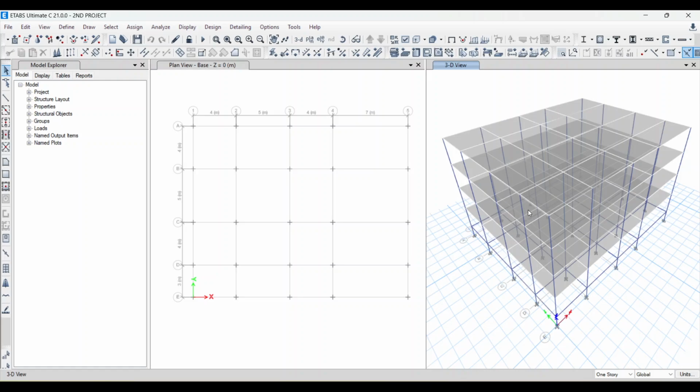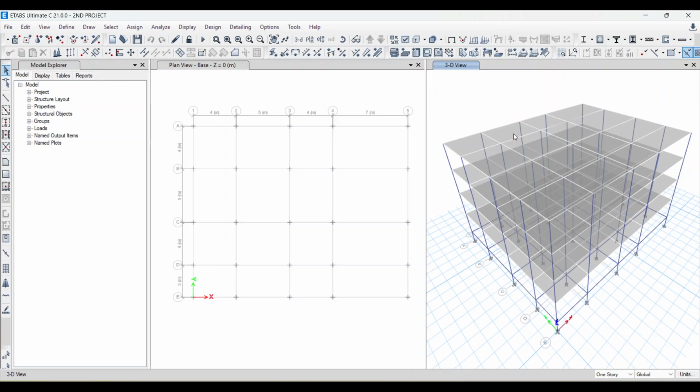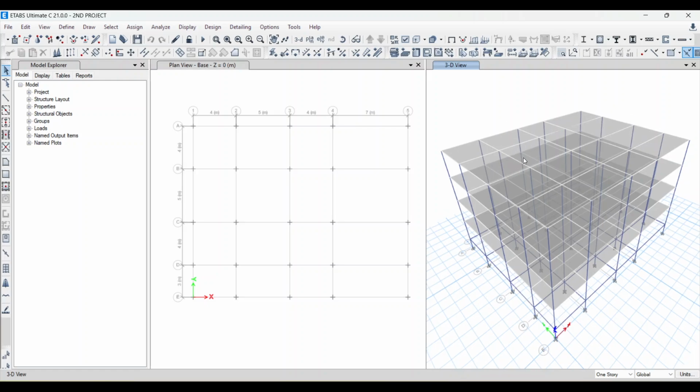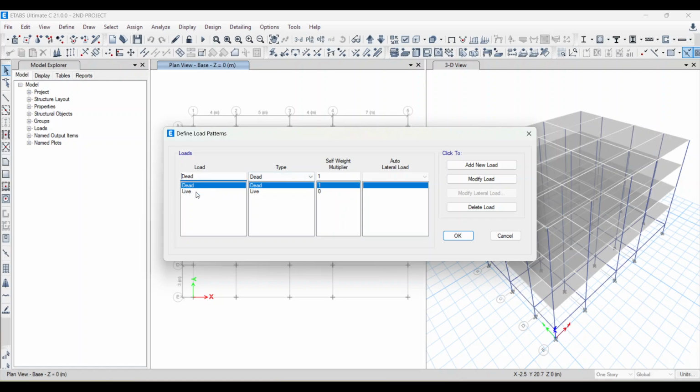Now I will come to my loading part. We will see the load coming on the floors. Mainly in this class we look at the loads on the floors. Okay, so we go to Define. Here is the Load Patterns option, and here you see dead and live are already there. So what I will do is add floor finish plus ceiling plaster. That will come under my dead load, super dead load, and add new.